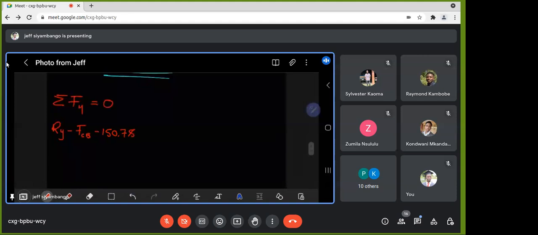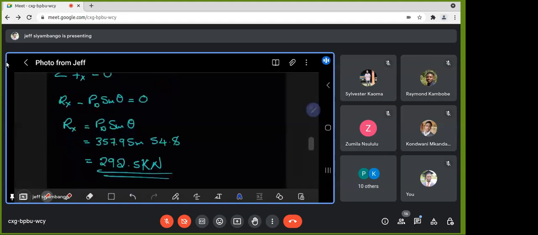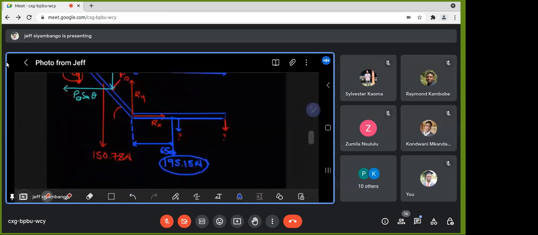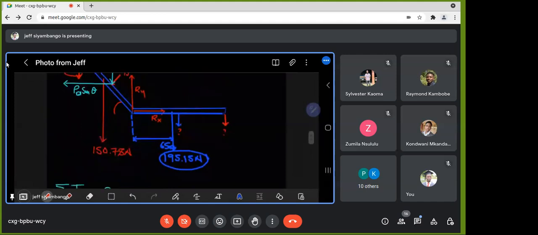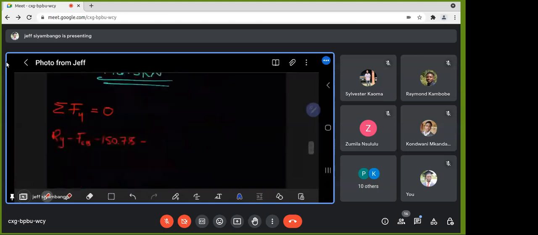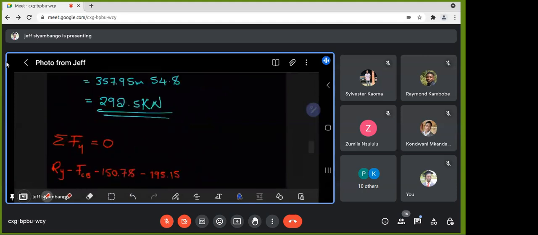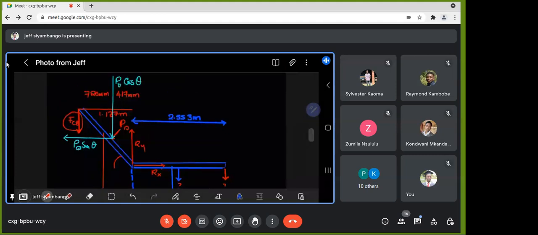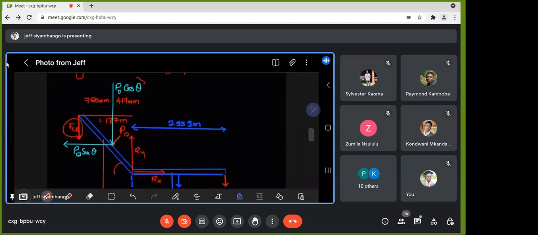Just keep in mind, let me make one mistake here and I will wait for you guys to correct me. So I've written that 150.78. Next, also going down, we have the 195.15. Then what else do we have? We have the applied forces. The first one perhaps is the component of PD that will go down, which is PD cos theta. Now, what is PD?